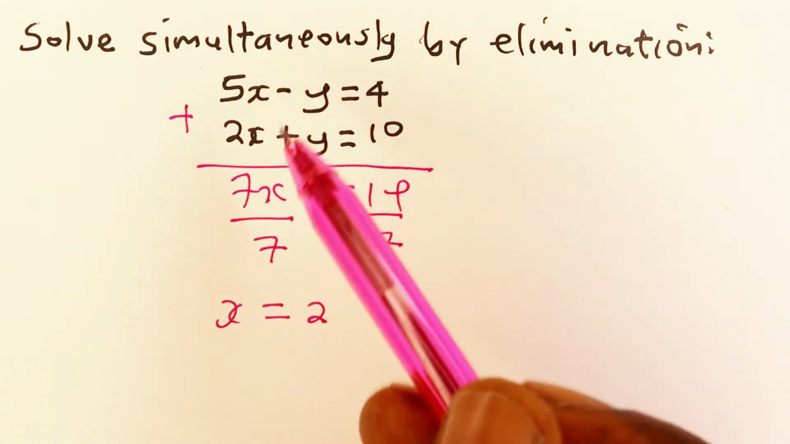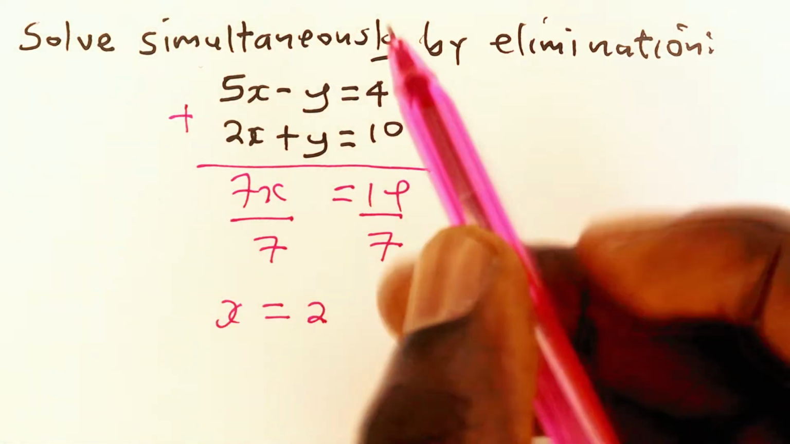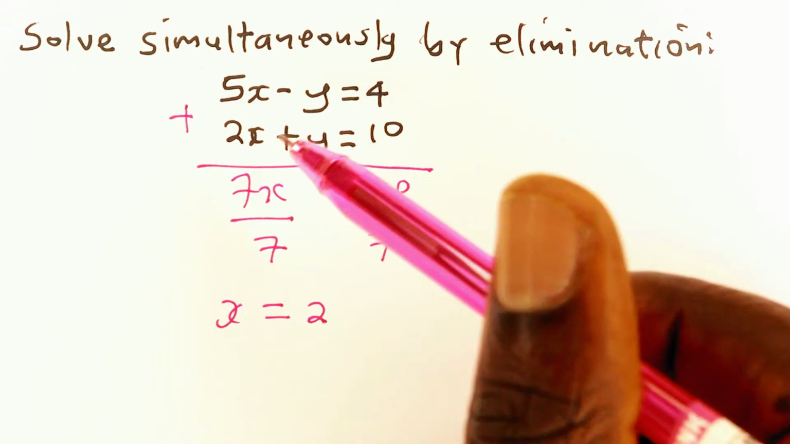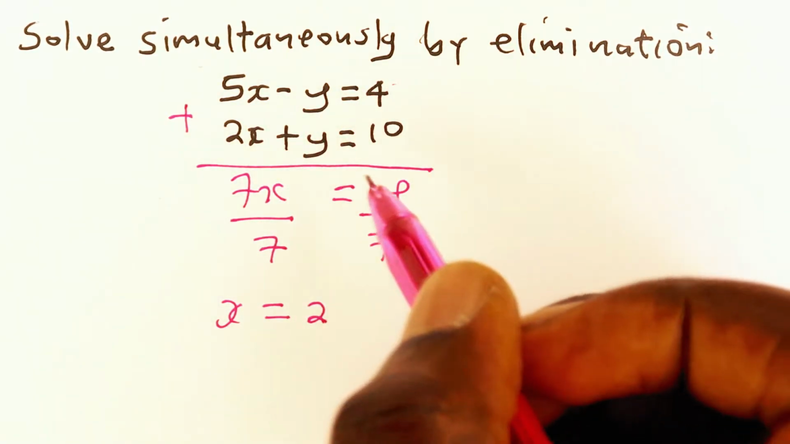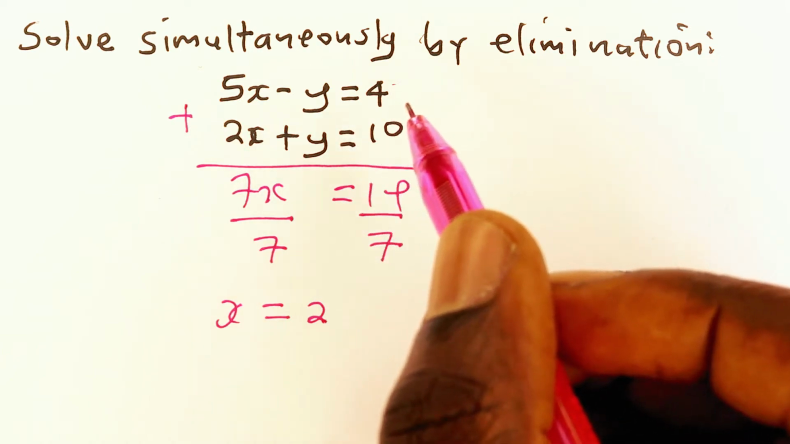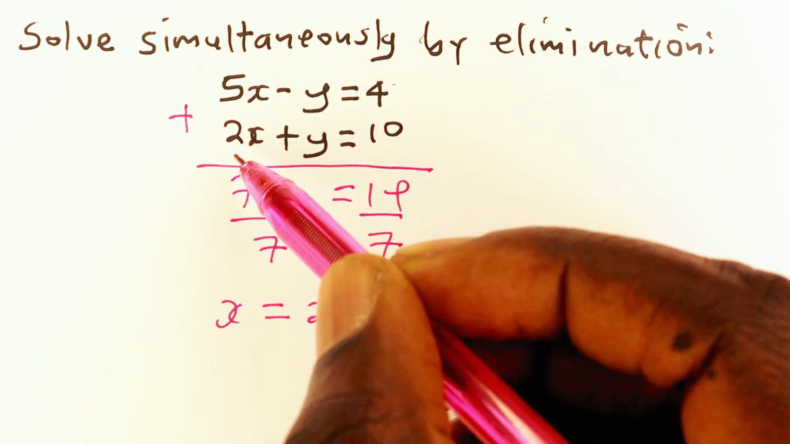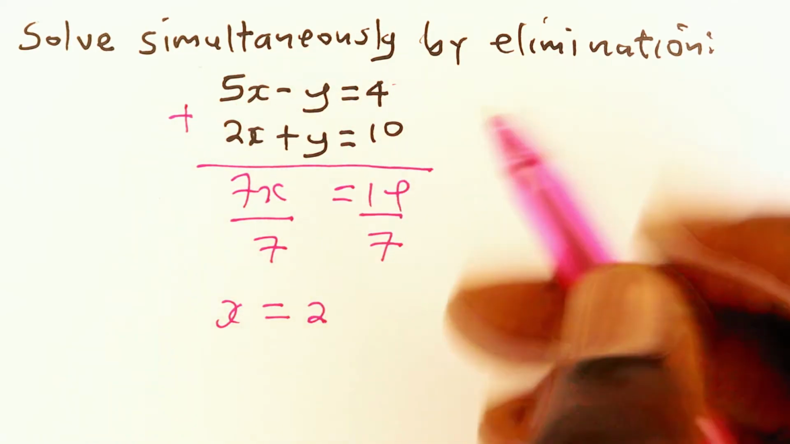So now we can eliminate x to solve for y. To eliminate x, we try adding the two, we get 7x. We try subtracting, we get 3x. So it means we can rearrange or change the orientation of these two equations. We can multiply the first one by the coefficient of x in the second one, and multiply the second one by the coefficient of x in the first one.